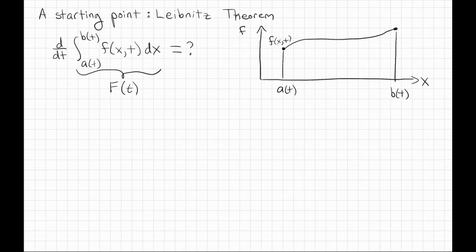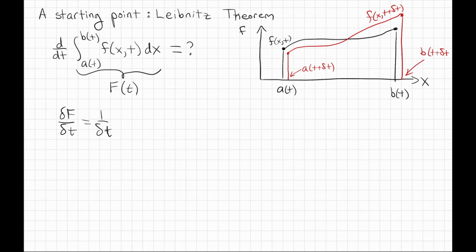If I redraw the graph a time delta t later, the function itself will have changed a little bit potentially, so f of x and t becomes f of x evaluated at t plus delta t. In addition, the limits will have changed. Instead of evaluating the left limit at a of t, it'll now be evaluated at a of t plus delta t, and similarly the upper limit b will have shifted. So I need to calculate the change in f relative to the change in time.